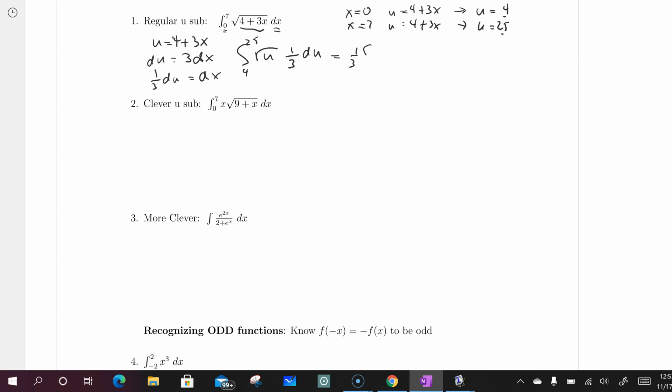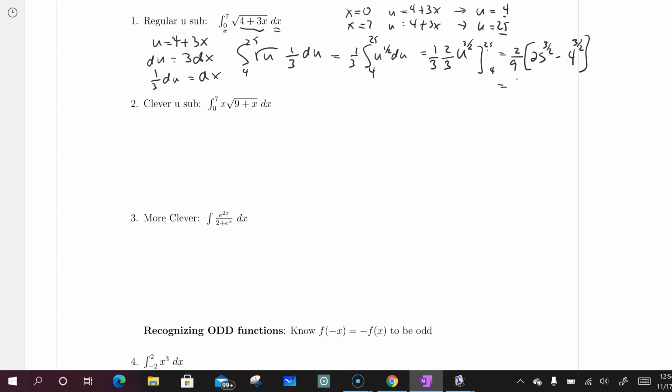So I'm going to take the time to pull the 1/3 outside, rewrite it as u to the 1/2. And now remember, since I changed the limits of the integration, I'm never going to go back to x's. So I get 1/3, so I add 1 to the exponent, so I get 3/2 over 3/2, or times 2/3, and then 4 to 25. So that gives me 2/9, so I'm putting 25 in. So 25 to the 3/2, subtract 4 to the 3/2.